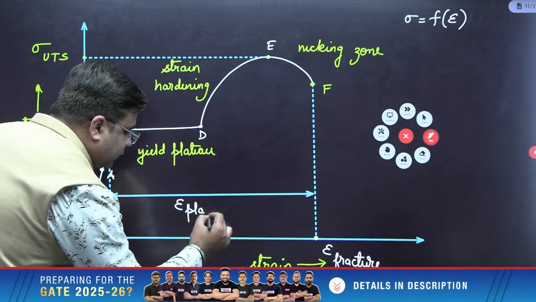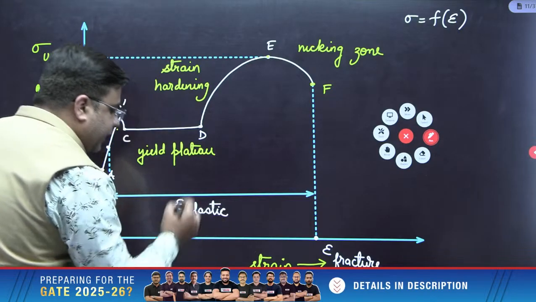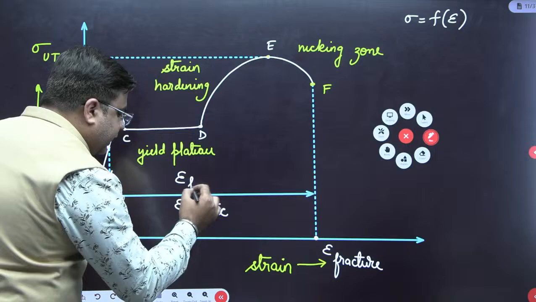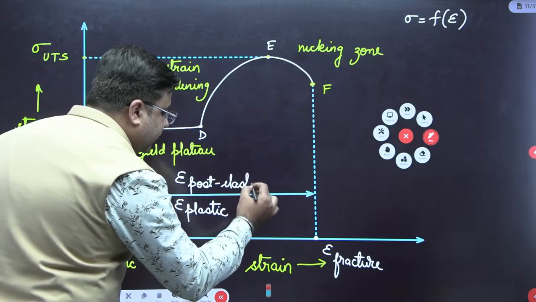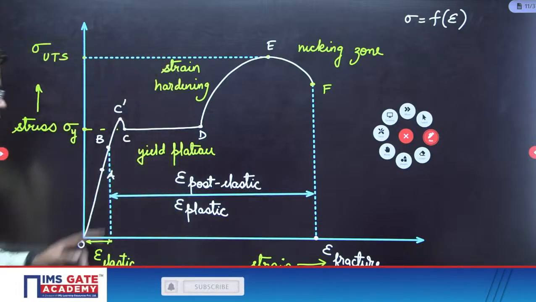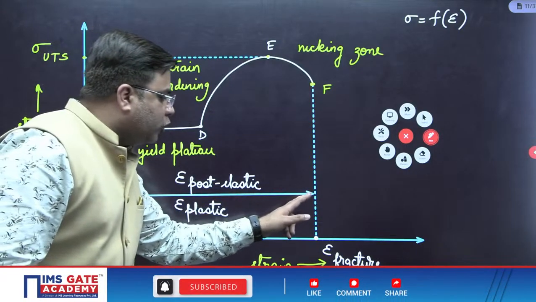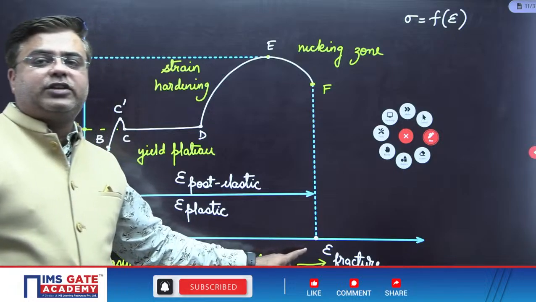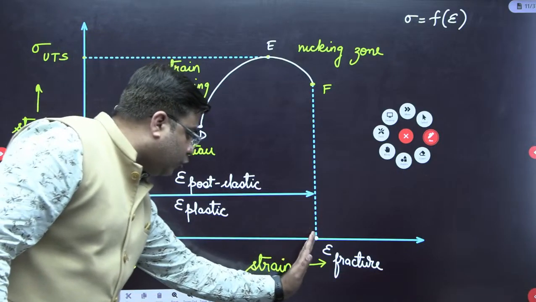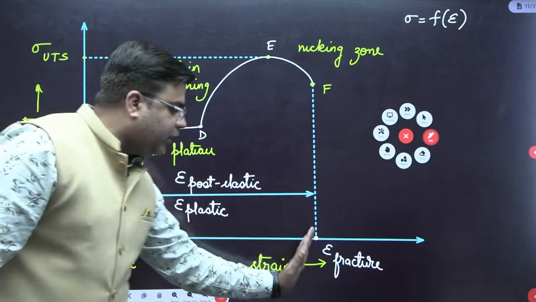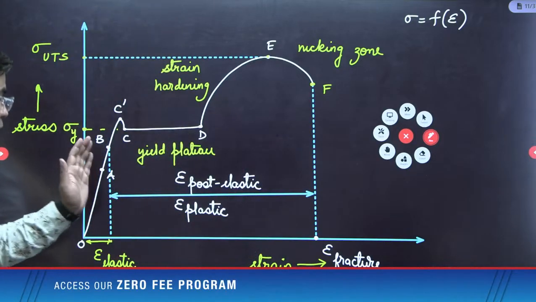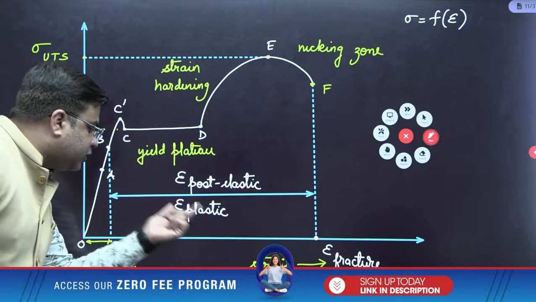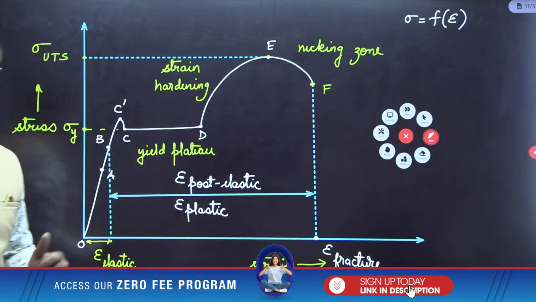This is called plastic strain. This strain is also called post-elastic strain. And clearly you can see the difference between post-elastic strain and the fracture strain. Fracture strain is the total strain from here to here, total strain till fracture. But beyond point B, whatever strain comes, it is termed as plastic strain.